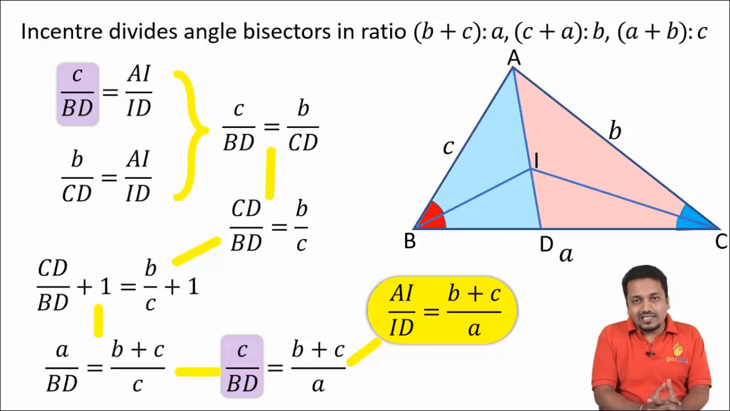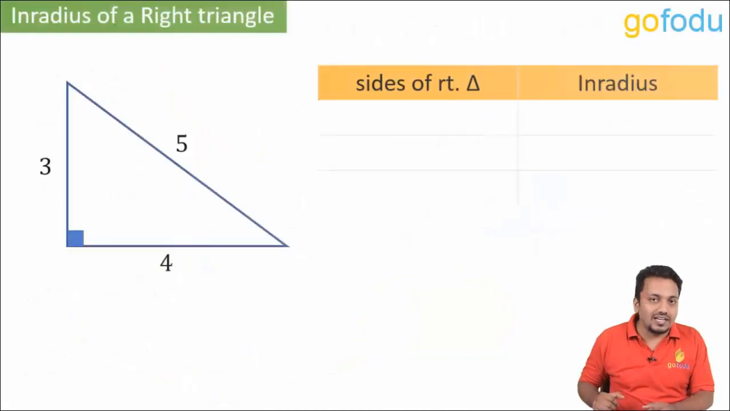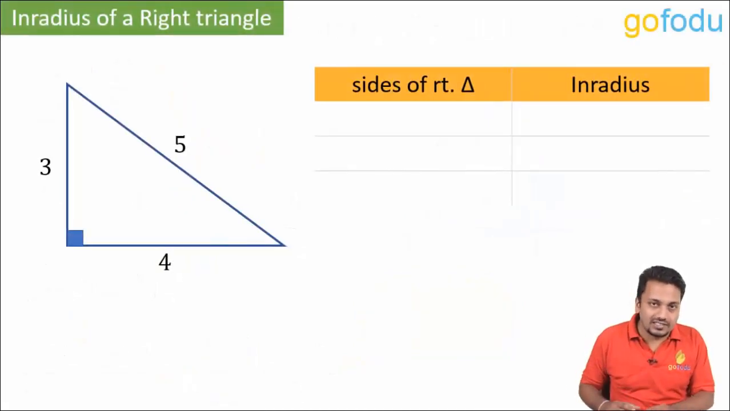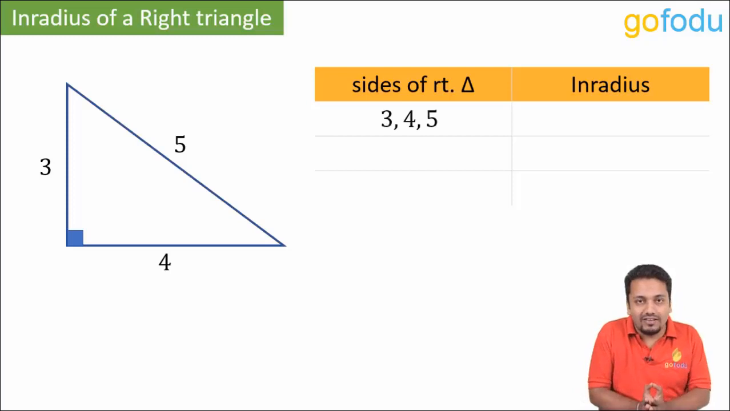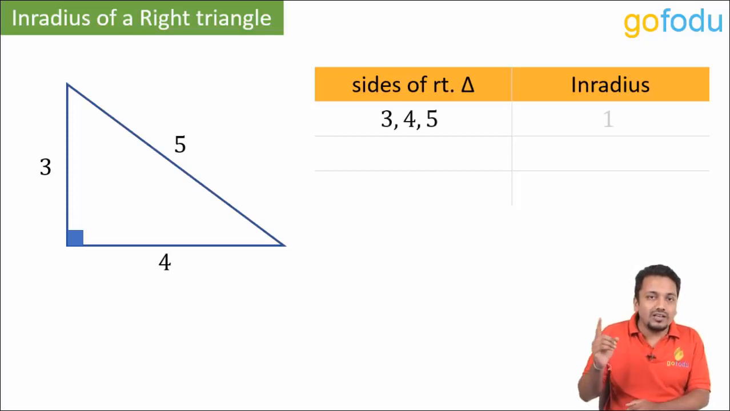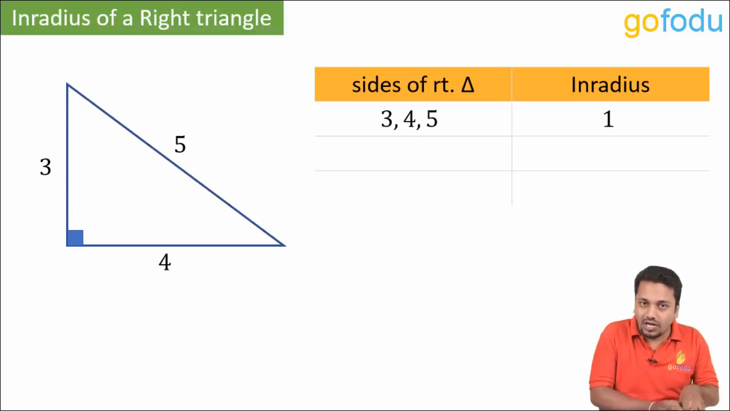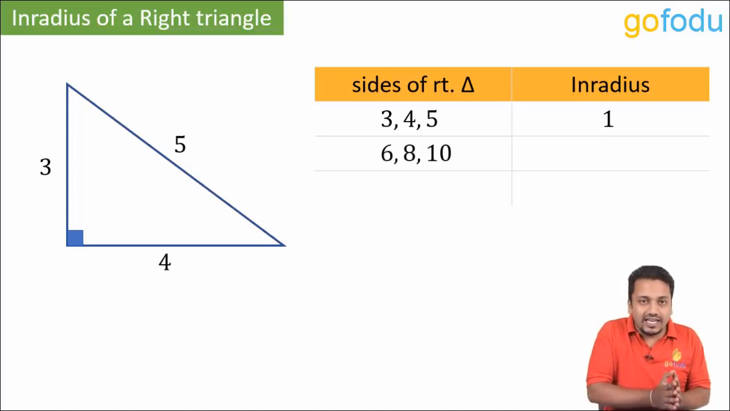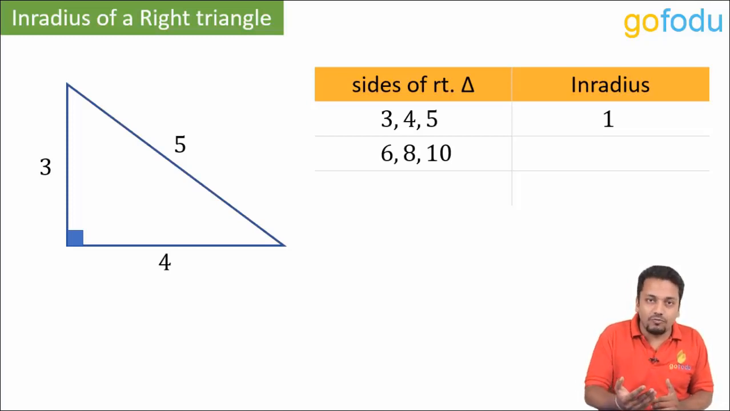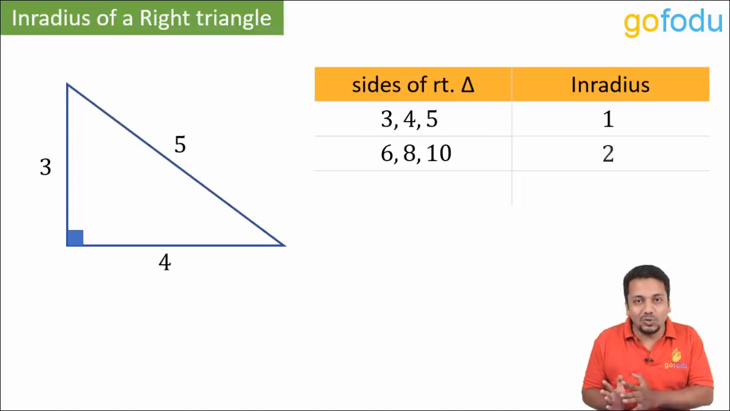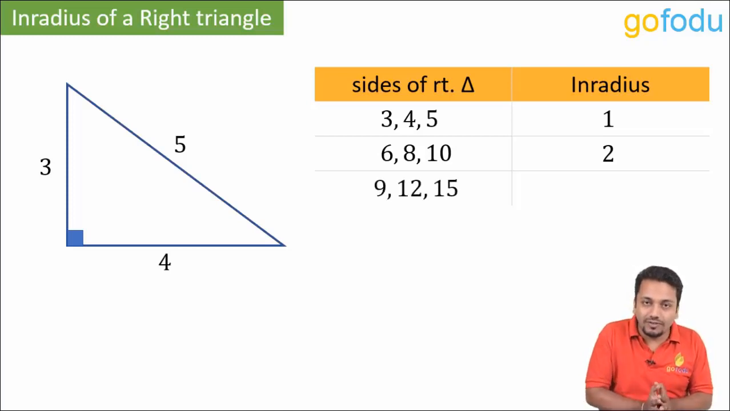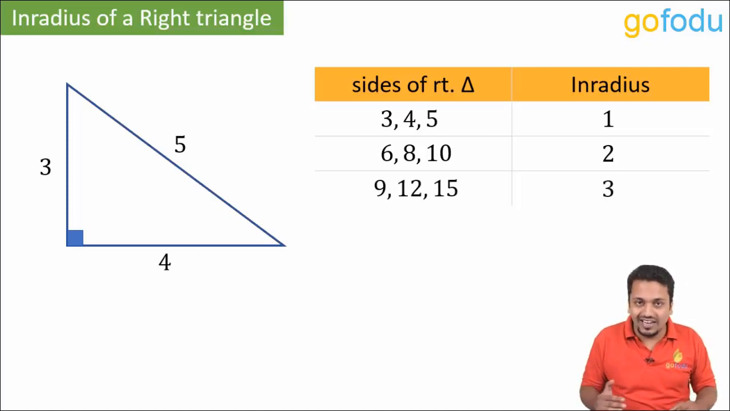Now there is an interesting thing about the 3, 4, 5 right triangle, and its inradius. If the sides are 3, 4, 5, the inradius comes out to be 1. You can calculate this using the formula inradius is equal to area upon semi-perimeter. And for sides 6, 8, 10, the second multiple of 3, 4, 5, the inradius will be 2. For the third multiple of 3, 4, 5, that is 9, 12 and 15, the inradius will be 3, and so on. Interesting thing to keep in mind.